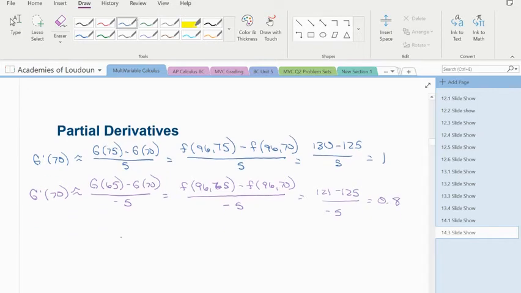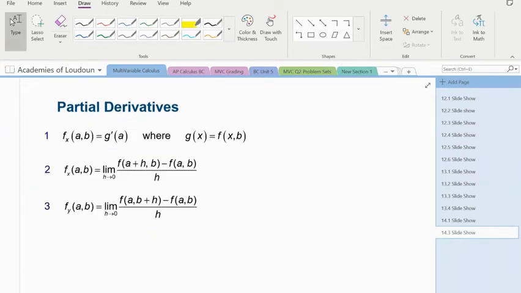Averaging these values again, we have g prime of 70 is approximately 0.9, which says that when the temperature is 96 degrees and the relative humidity is 70%, the heat index rises by about 0.9 degrees Fahrenheit for every percent that the relative humidity rises.